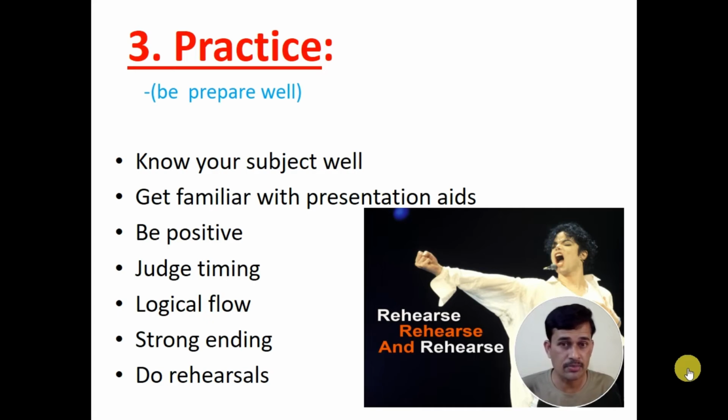Get familiar with presentation aids. What are the aids you are using? Are you giving any notes to the audience? Are you giving any handouts to the audience? So you need to know everything about it.